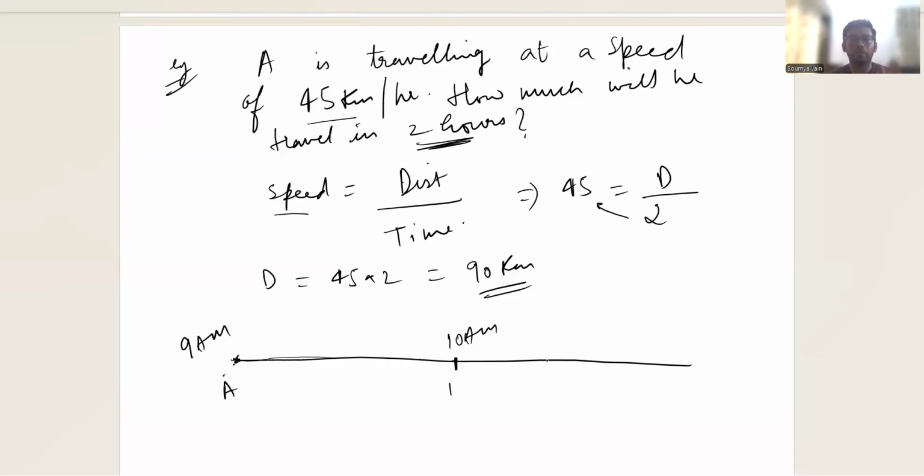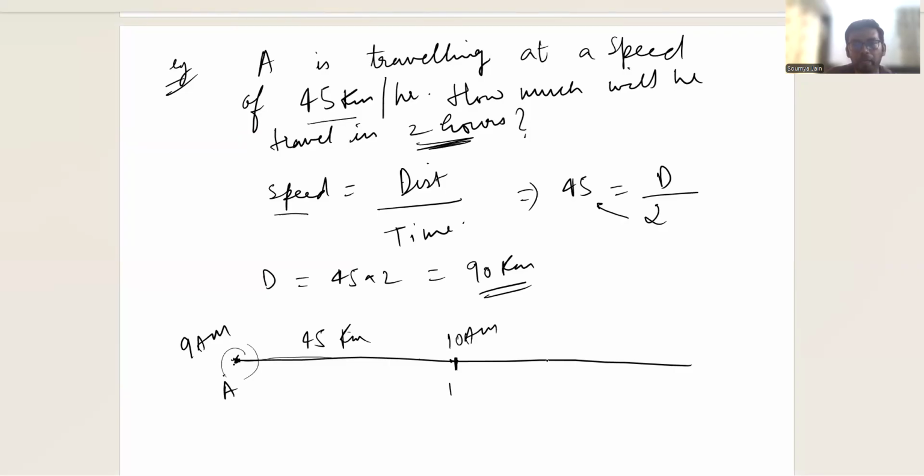So every hour the person travels 45 kilometers. So after 1 hour, the person will be 45 kilometers far away from the starting point. So this is 45 kilometers. By 10 a.m., the person is this much far.